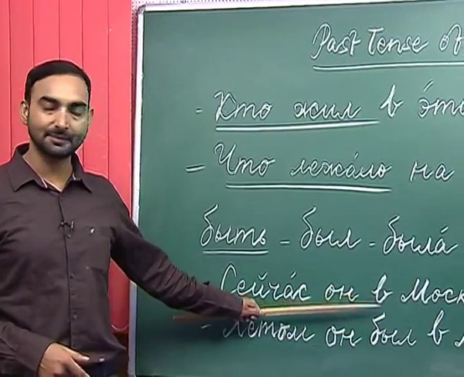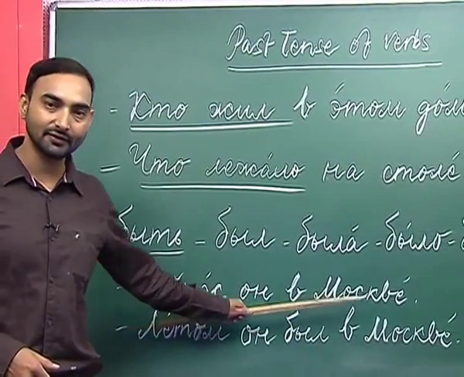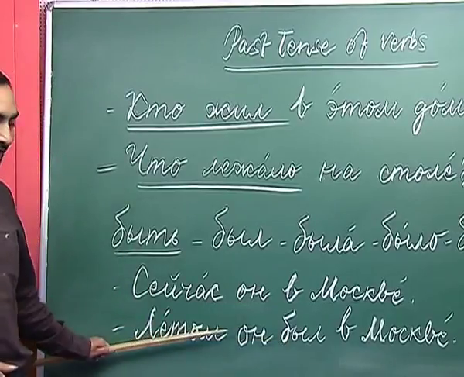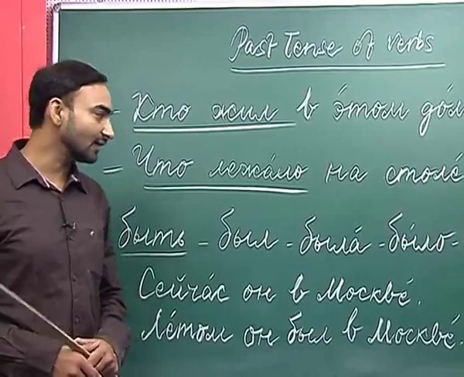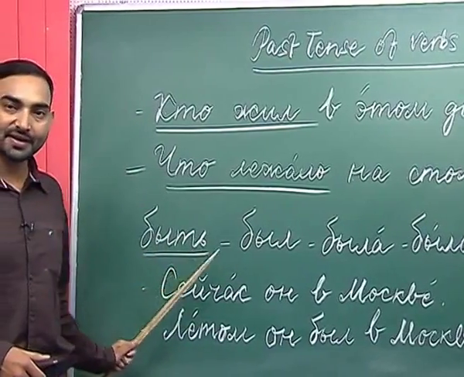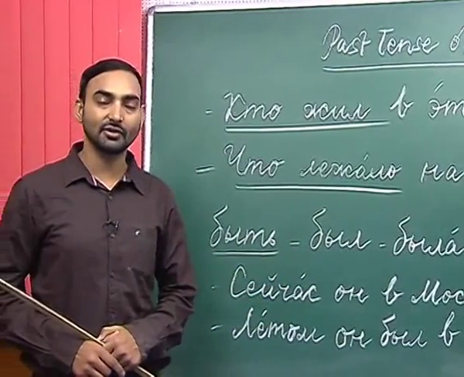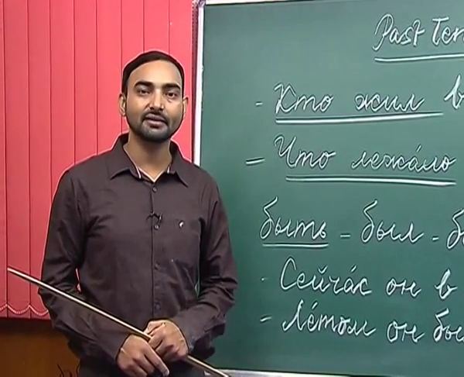As you can see here, in the present tense we have not used any auxiliary verb, but here in the past tense we are using the past tense form of быть. So, this is about the verb быть. In the present tense it is not used, and in the past tense it is used.